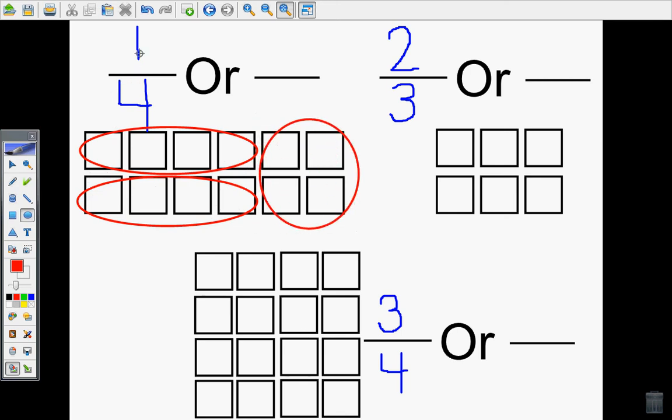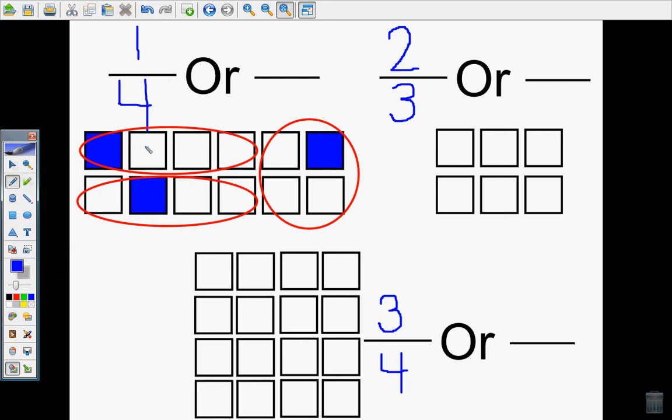Now in each one of these groups I need to color in 1/4. So right here I want to color in 1 out of the 4. On this guy, I want to color in 1 out of the 4 pieces, and then in this set, I want to color in 1 out of the 4 pieces.